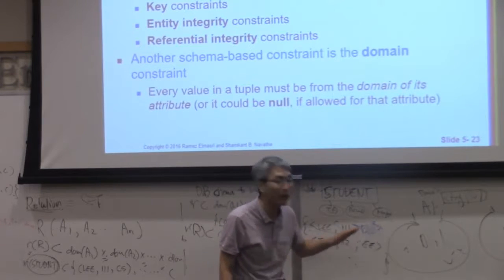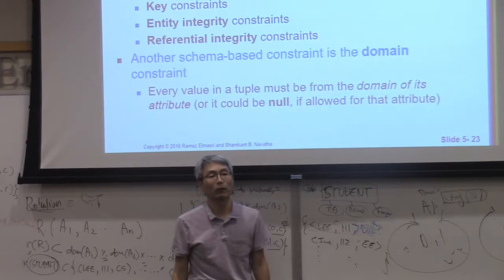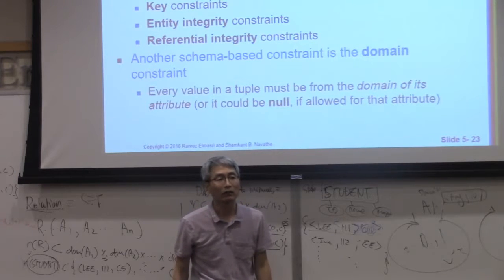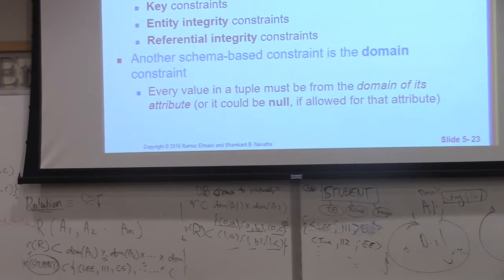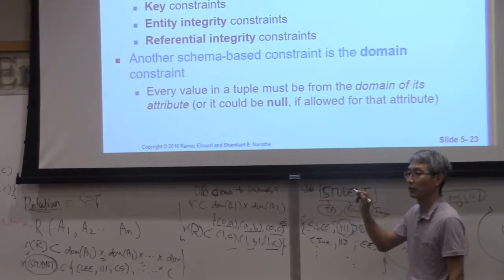However, what about the major? Definitely we have a lot. However, we can use the ID to identify the data. At that time, this one is called the key attribute.